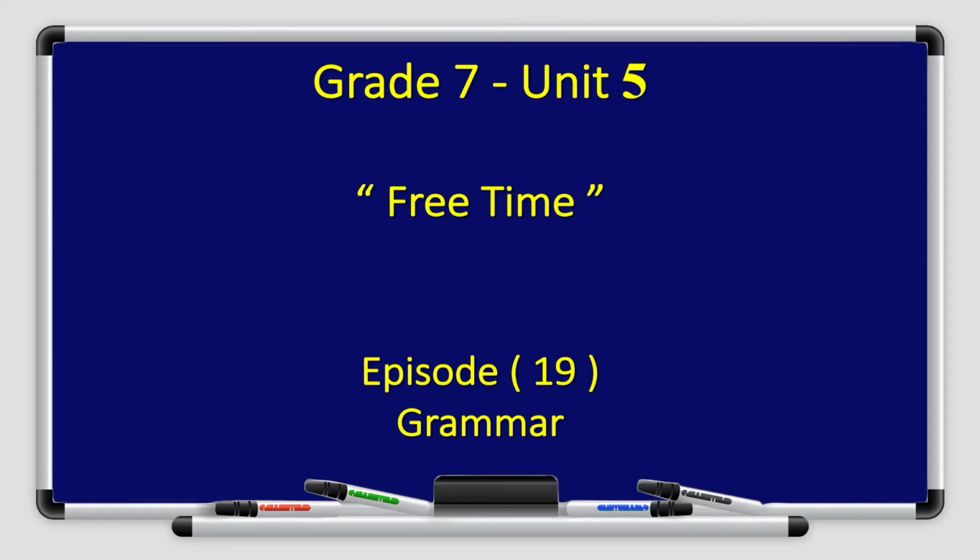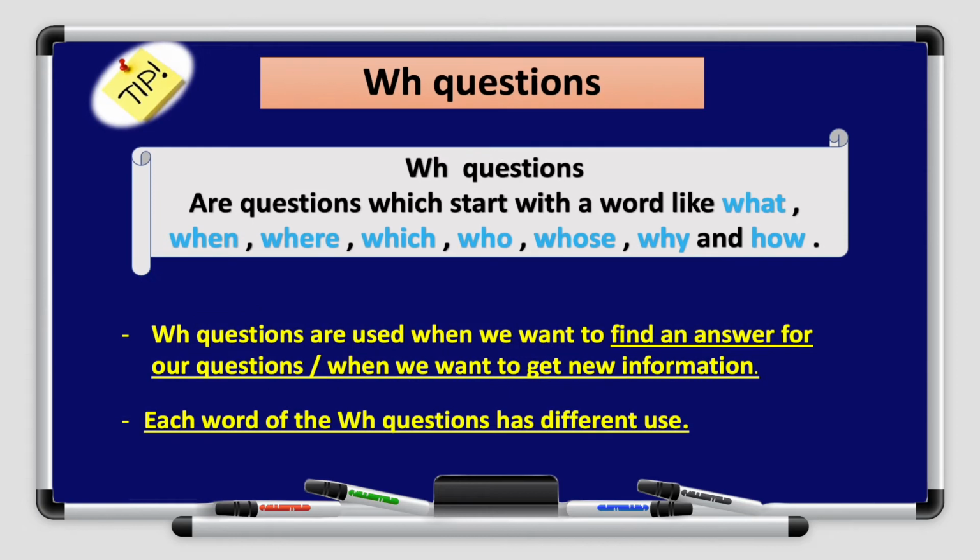In this episode we are going to discuss the grammar of Unit 5. Are you ready? Let's get started. The first part in Unit 5 grammar is WH questions. WH questions are questions which start with words like what, when, where, which, who, whose, why and how.